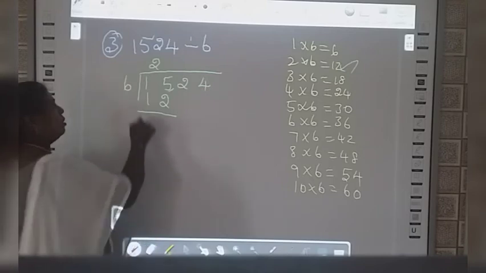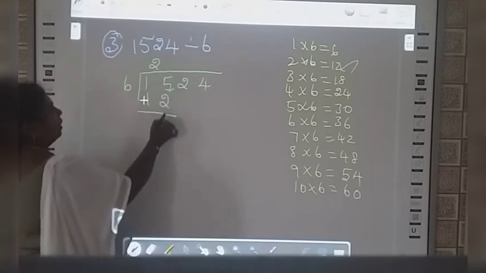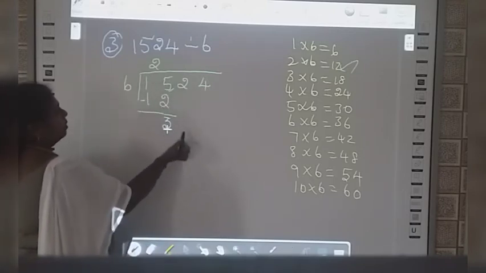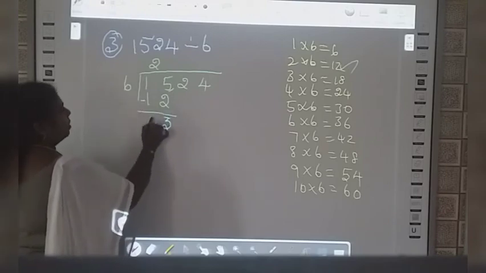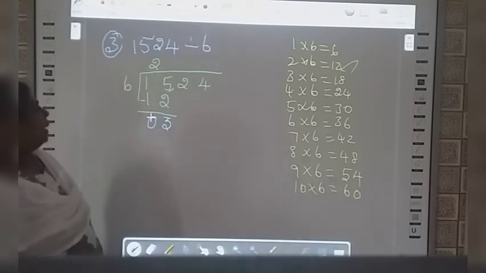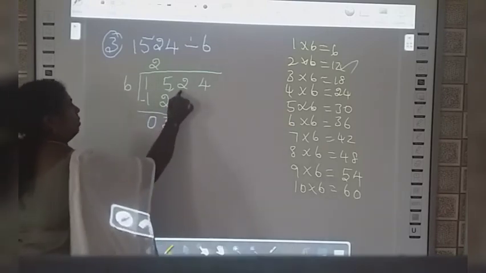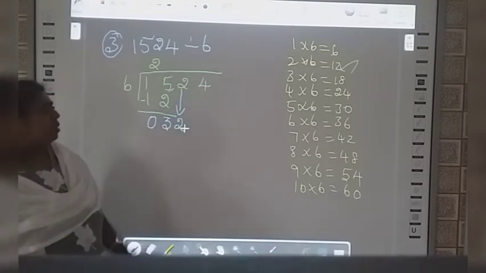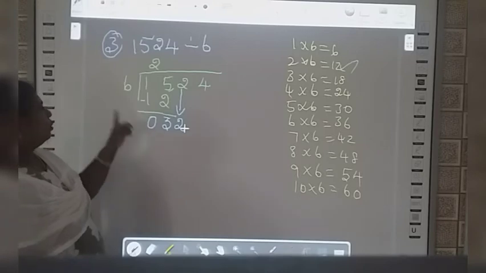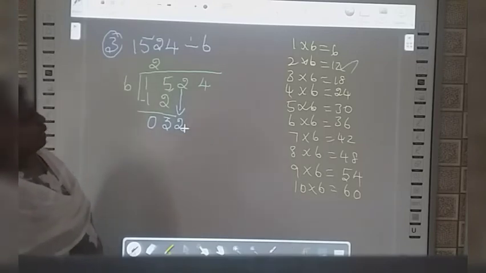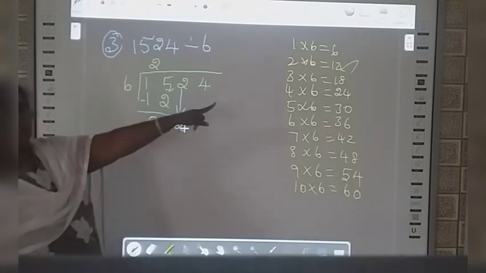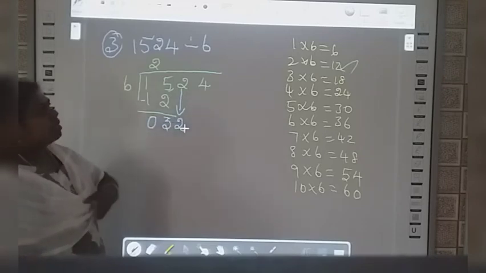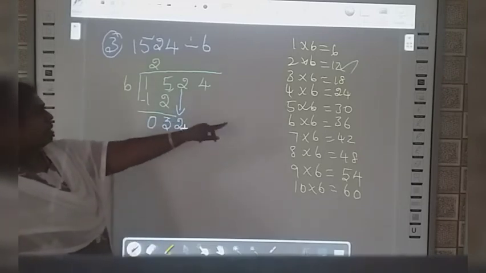Next step you have to subtract. 5 minus 2 is 3. Then 1 minus 1 is 0. Isn't it? Yes. Next step, you have to write the next number. That is 2. Now 32. In the sixth table, how many times do we count? 3 times 6 are 18, then 4 times 6 are 24, 5 times 6 are 30.